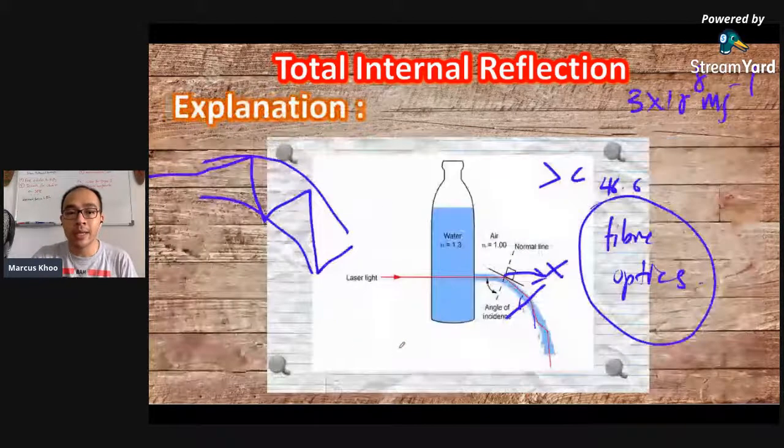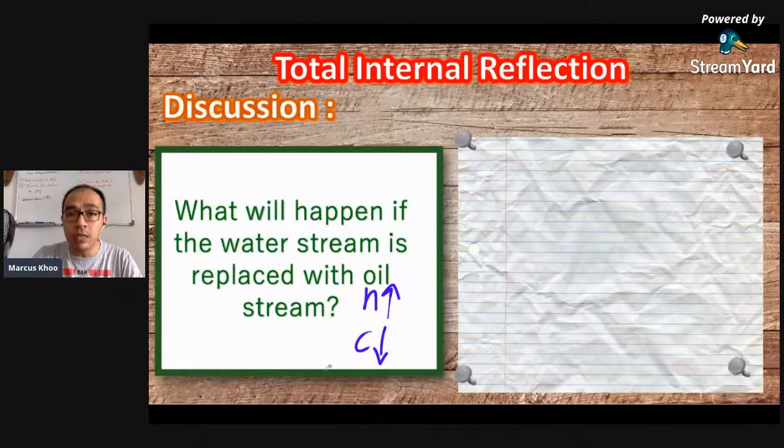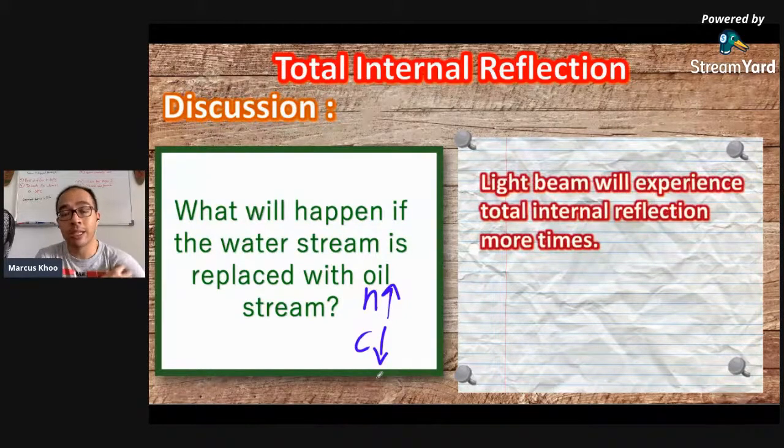Now, imagine in the situation before, the critical angle of water is 46.6, so it can also be internally reflected. So if it is oil, the critical angle is even smaller. Okay, definitely there will be much more total internal reflection. So the light beam will experience total internal reflection more times, because it's so easy to reflect. Remember, the smaller the critical angle, the easier it is for total internal reflection to happen.